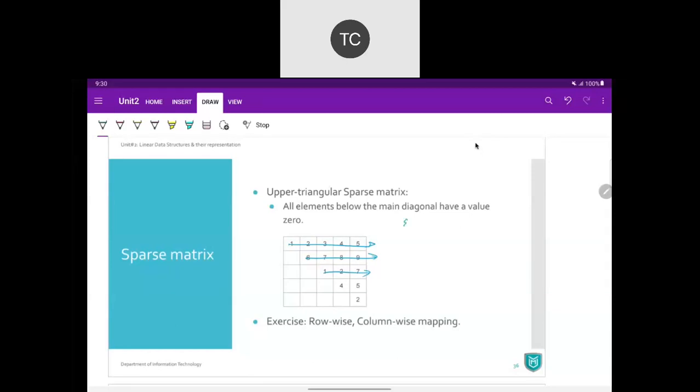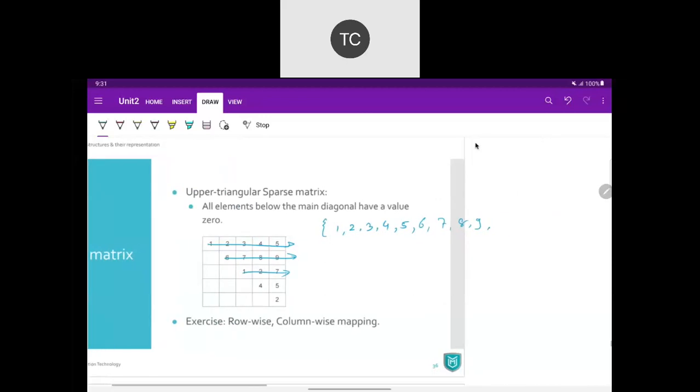So it will be something like 1 2 3 4 5. Now this is your first row. Then you go for the second row, so it will be 6 7 8 9. That's your second row. Then you go for the third row, which is 1 2 7, and so on. So that's the result, row wise mapping.